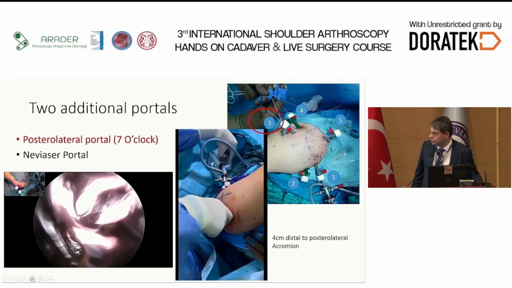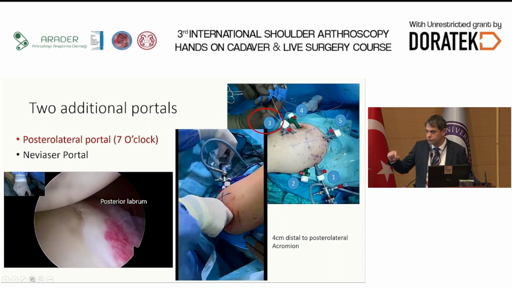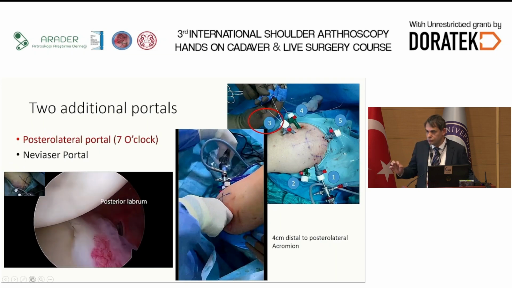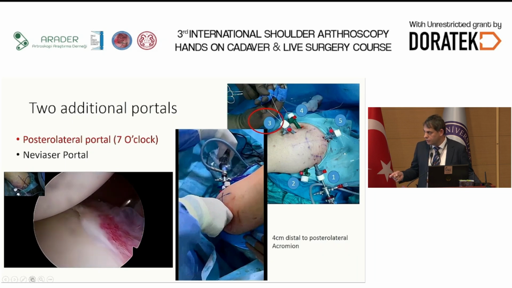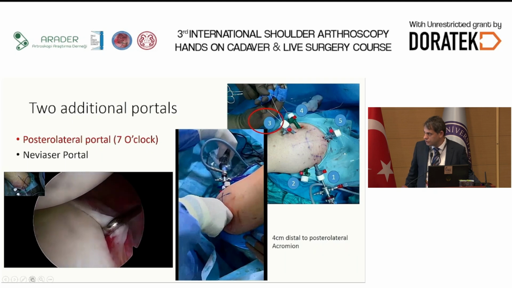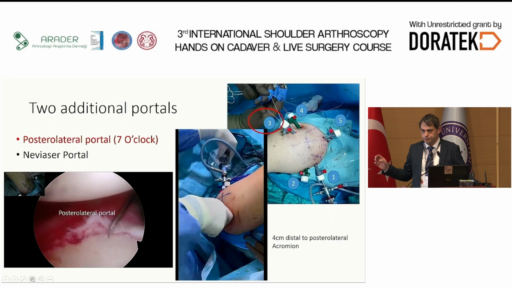This provides you a good view to insert your anchors, posterior anchors, and to pass your sutures. So this is the posterolateral anchor. In live surgery today, I am going to show you this portal.